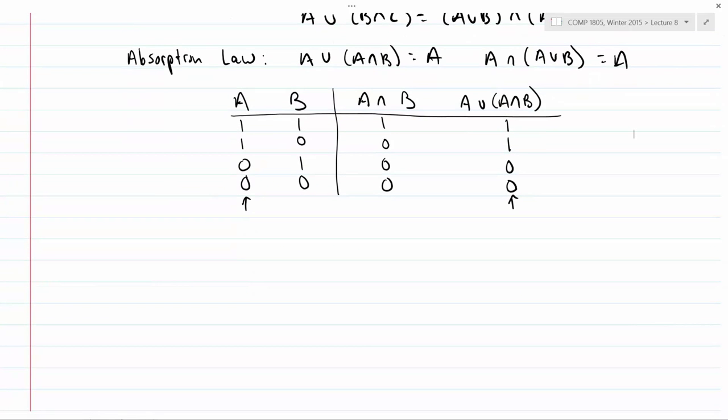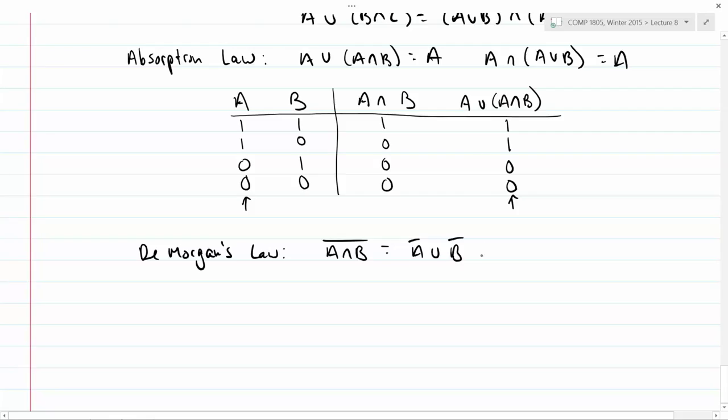All right, we also have De Morgan's Law, which we've already seen. And it's the same as before. So A intersect B complement is A complement union B complement. And similarly, A union B complement is just A complement intersect B complement. This kind of law comes up very frequently.